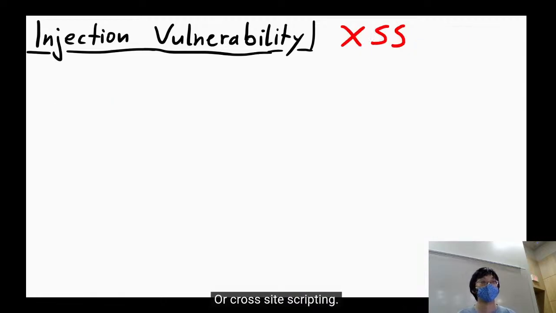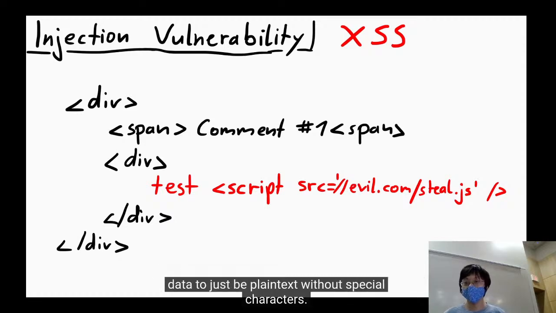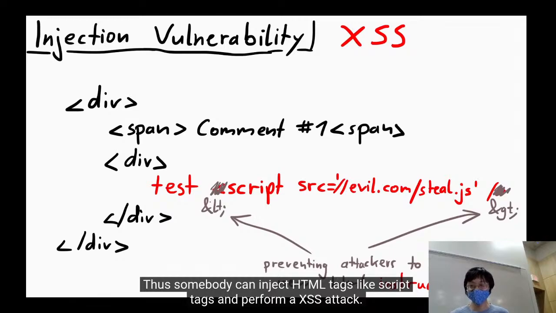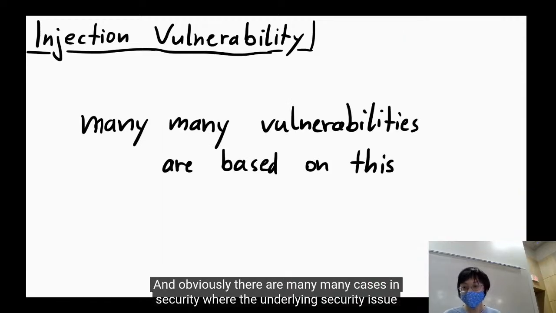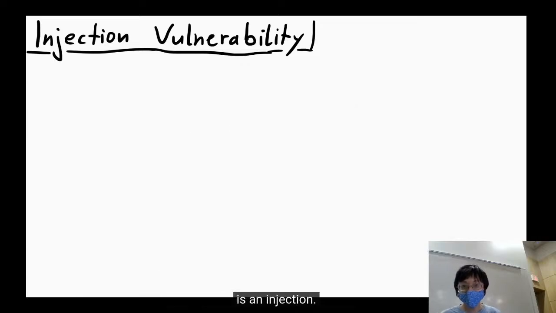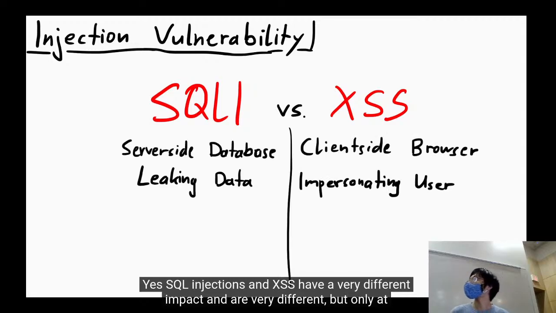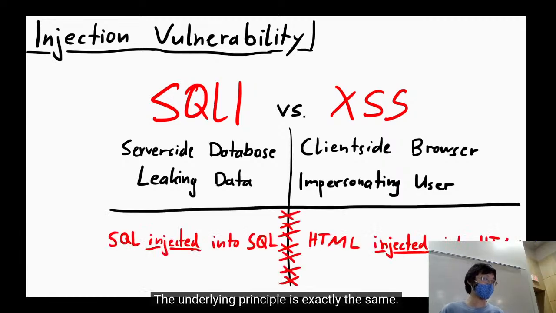Or cross-site scripting. The programmer writes user data into a surrounding HTML document without explicitly marking this data to just be plain text without special characters. Thus somebody can inject HTML tags like script tags and perform an XSS attack. And obviously, there are many cases in security where the underlying security issue is an injection. Yes, SQL injections and XSS have a very different impact and are very different, but only at the surface. The underlying principle is exactly the same.